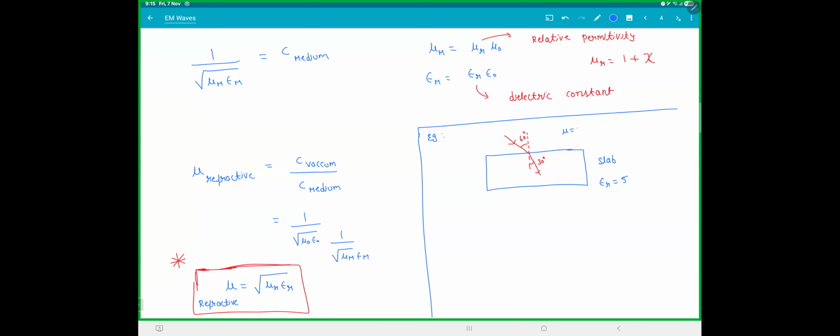Outside is 1. Now from Snell's law, we can do 1 sine 60 is equal to mu of the slab sine 30. So we get mu of the slab is root 3. But we know mu of the slab is root over mu r epsilon r. Epsilon r is 5. So mu r is 3 by 5. Mu r is less than 1. What kind of material is this? Diamagnetic.